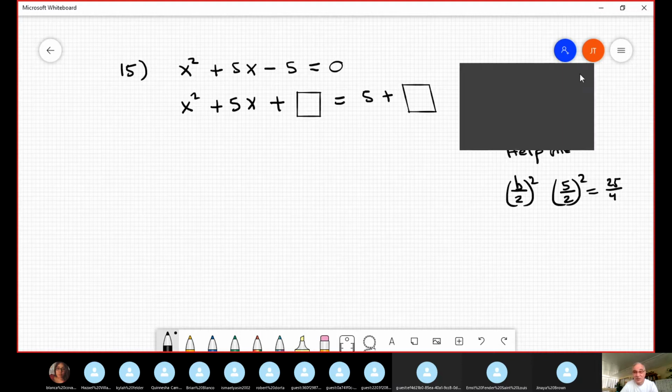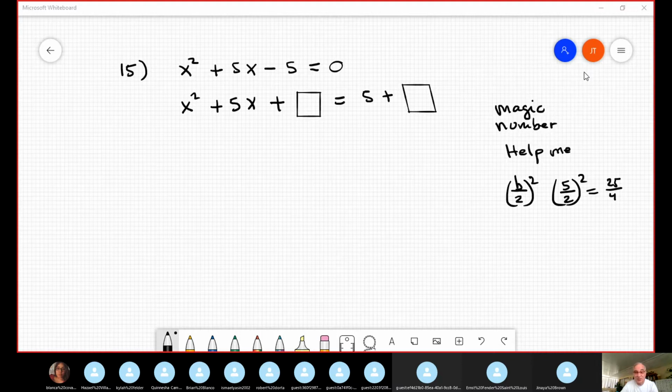Okay, entonces 25 over 4. Let me put it outside the box because of the board. Let me erase the board. This box, oh, no, impossible to erase. Okay, it's 25 over 4 and 25 over 4. Using your imagination, these are numbers inside the box.